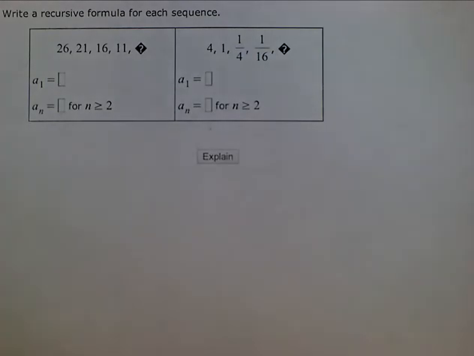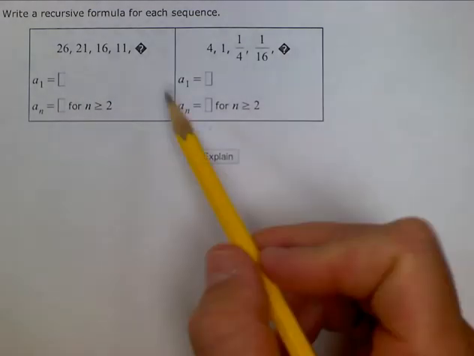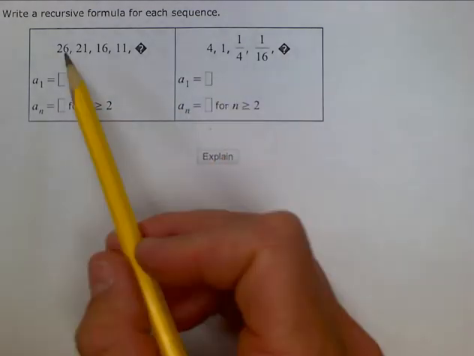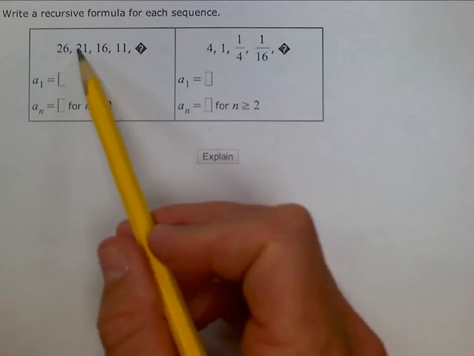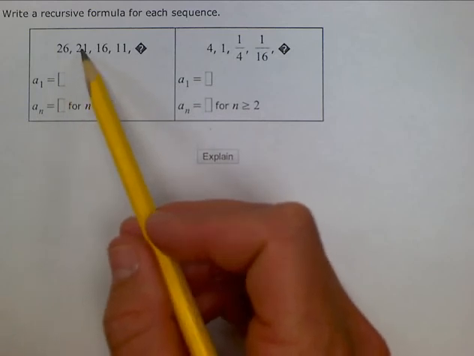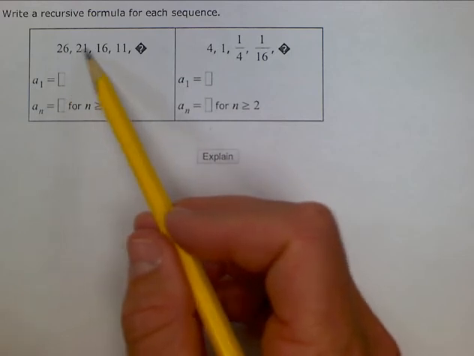Here the problem asks us to write a recursive formula for each sequence. However, it doesn't identify whether it's an arithmetic or a geometric sequence, so we need to figure that out first. If we look at the first sequence, we see the difference between the first two numbers is negative 5, and the difference between the next two is also a negative 5.